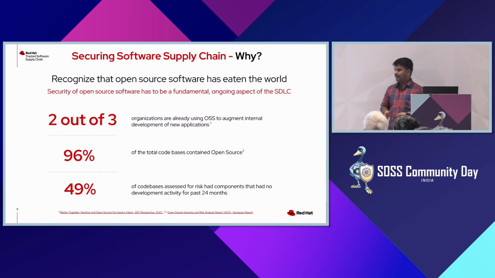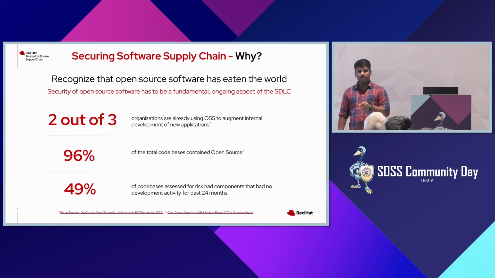And we have to address the fact that open source has already eaten the world. Why am I saying this? Because two out of three organizations think about open source when they start a new application development. I'm not stating this myself; it is actually a report, and I have added the links at the bottom of the slides, so I will share them afterwards. And 96% of the code base is filled with open source, and of that, 49% has been unmaintained for the past two years, which is crazy, right?